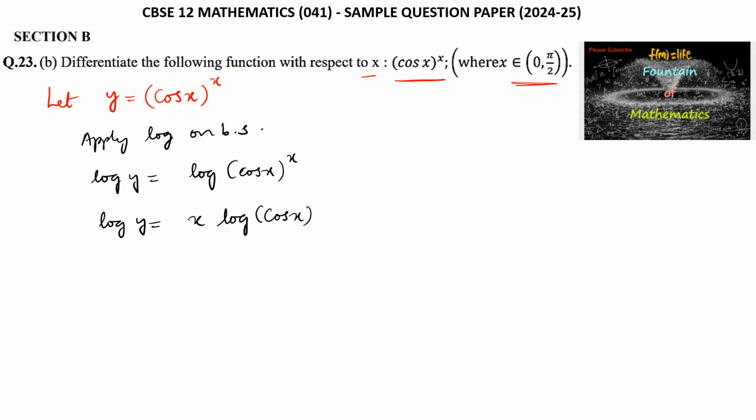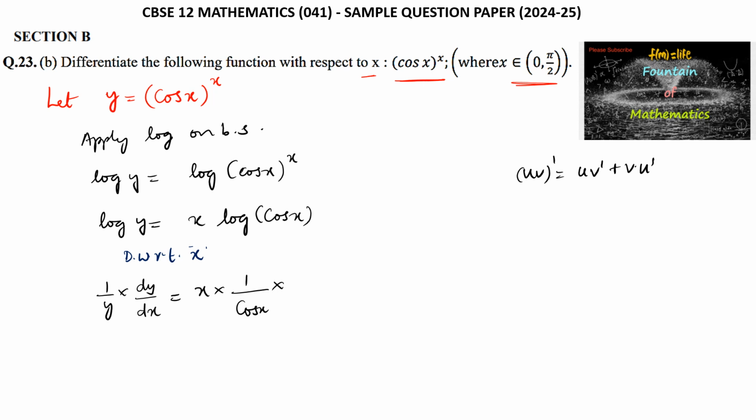Now differentiating with respect to x. So differentiation of log y is 1 upon y into dy by dx. And here let us apply the UV rule. (UV)' is equal to u into v' plus v into u'. So we get x into differentiation of log, which is 1 upon cos x, into again differentiation of cos, which is minus sin x, plus log of cos x into differentiation of x, which is 1.